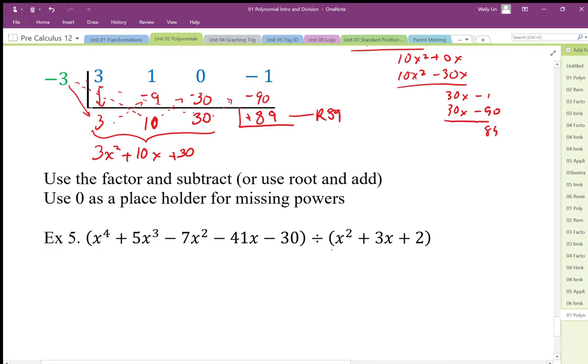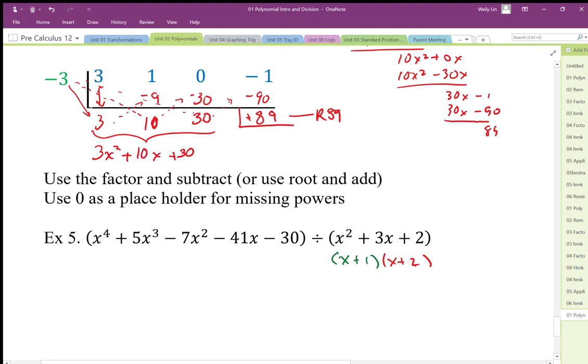So what I can do is, when I'm dividing by this quadratic here, I can actually factor this quadratic into x plus 1 and x plus 2. Now we have to be careful. The method I'm going to show you relies on having no remainder in the first term. Because if I divide by one factor, I'm going to generate the remaining term.